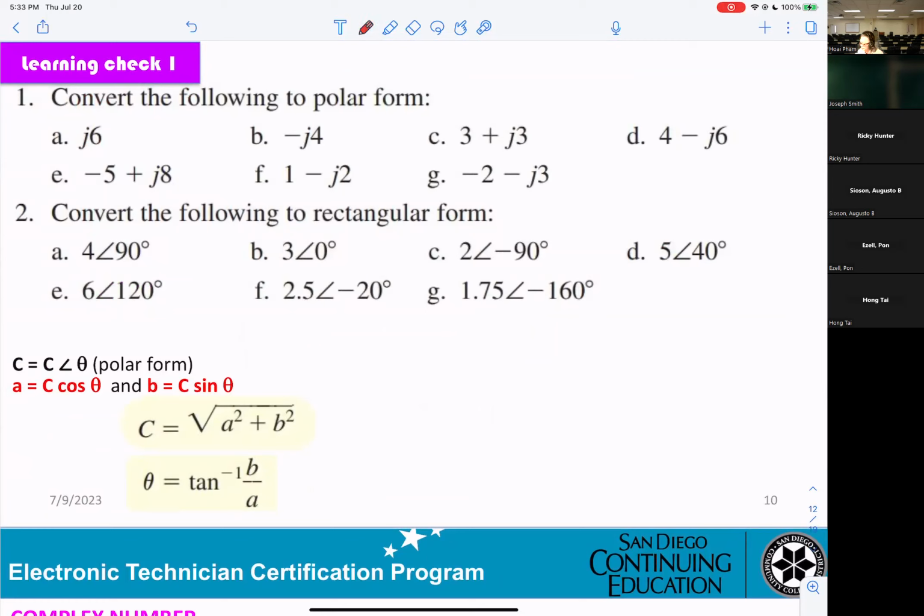You take 3 squared plus 3 squared. You get 4.24 angle 45. Is that correct? 45, right? Okay, D.